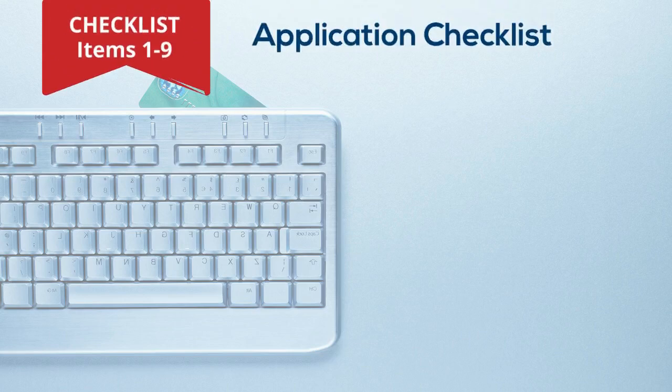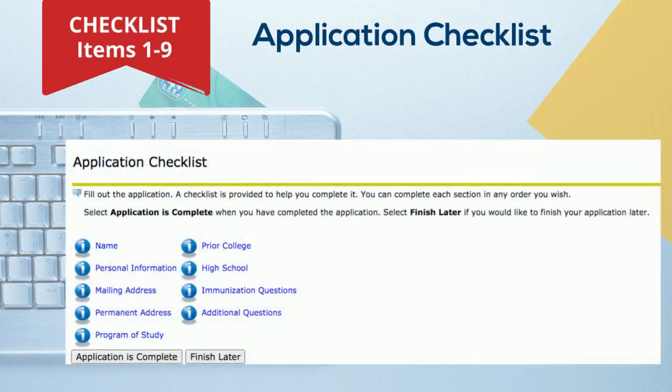Now let's address the information needed on your application. There are 9 checklist items to complete. If you start the application but can't finish for any reason, save your work and finish later.